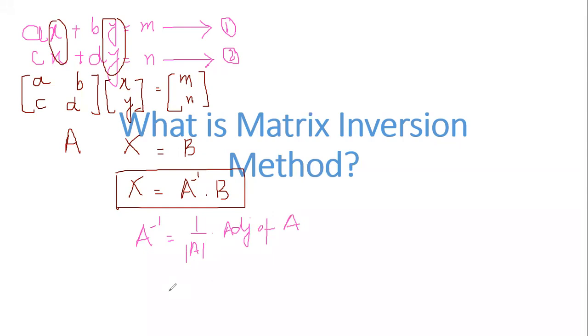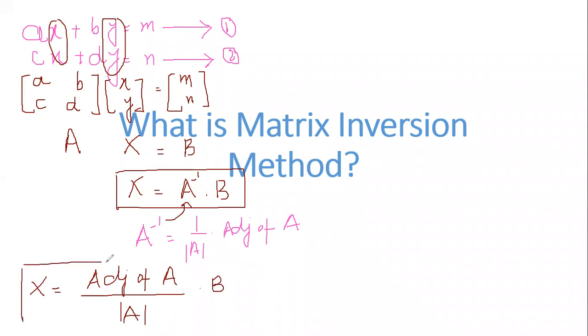Now putting this value in this equation, X equals to adjoint of A divided by its determinant multiplied by B. So X equals to adjoint of A divided by the determinant into B.